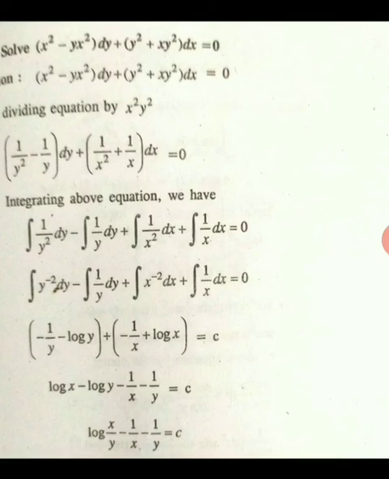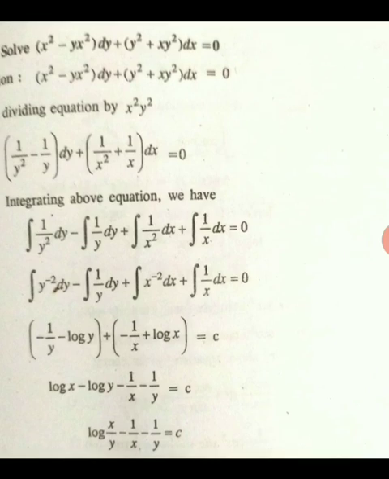Integrate y raised to minus 2. What is the integration of x raised to n? It is x raised to n plus 1 divided by n plus 1. Using that formula, y raised to minus 2 gives y raised to minus 2 plus 1 divided by minus 2 plus 1, that is minus 1 by y. Then minus log y, plus x raised to minus 2 gives once again minus 1 by x. The integration of 1 by x is log x, plus some constant c.